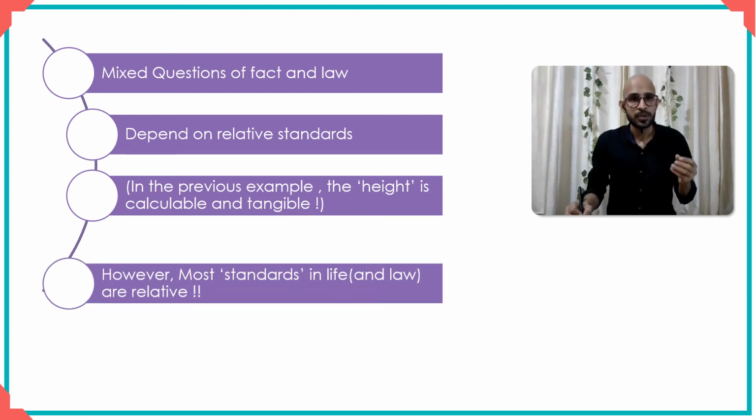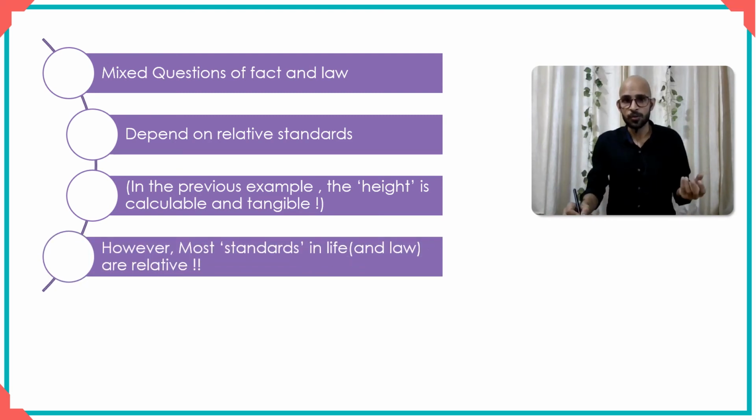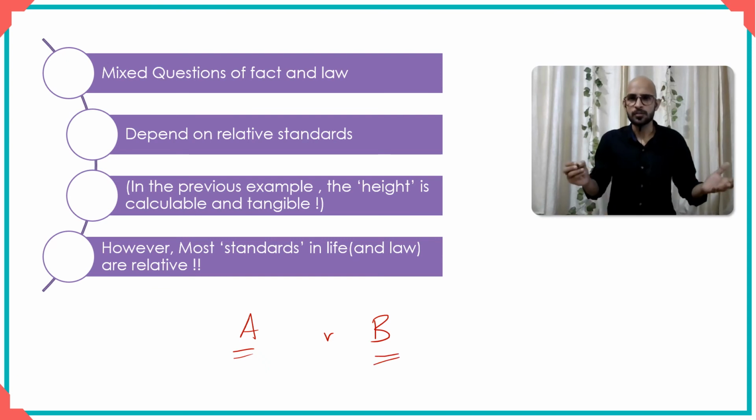However, when we talk of mixed questions of fact and law, like with most things in life, the calculation, the computation, and the standards are relative. For example, if you are to say who is the winner of a case, let's say A versus B, you always know that no person is fully correct and no person is fully wrong, right? You're only looking at a relative standard.